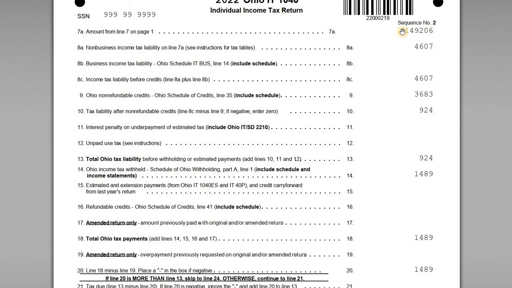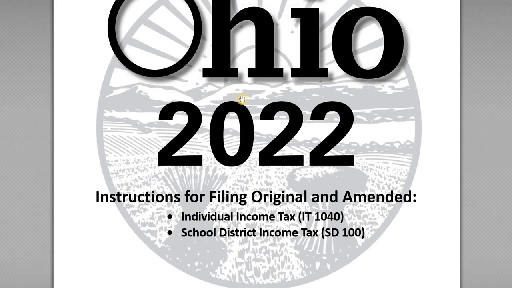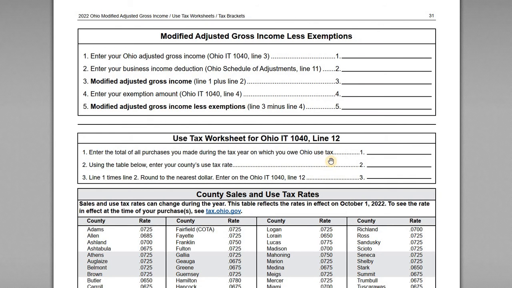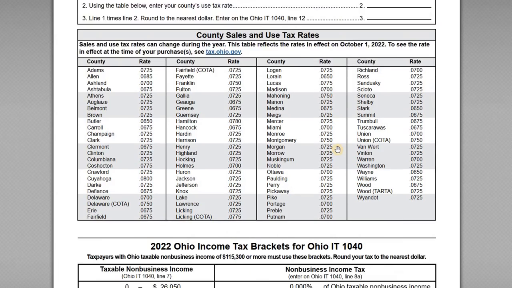Now, remember, we're calculating the tax as if we were a full year resident, right? And so we have to calculate the amount of income tax liability on this full amount of income, and then we claim a credit for that non-Ohio portion. So we should take a look at the tax tables and look up how much tax we are going to owe on $149,206.